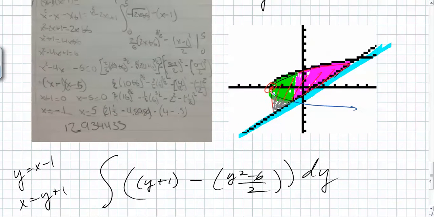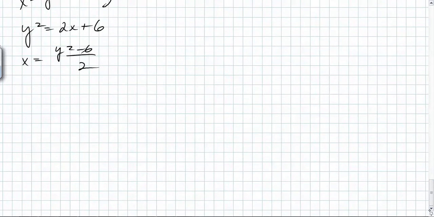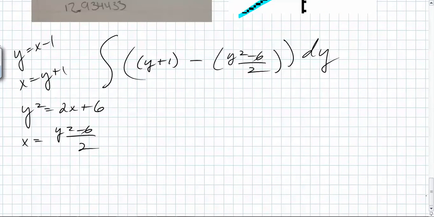No, we need the limits. Oh, this is a definite area. We need a definite integral. So you need the lower y value and the upper y value, right? Because you're doing lower to upper. How do you find those y values? Set them equal to each other. Well, you know that we have y plus 1. Sorry, y plus 1 is equal to y squared minus 6 over 2.